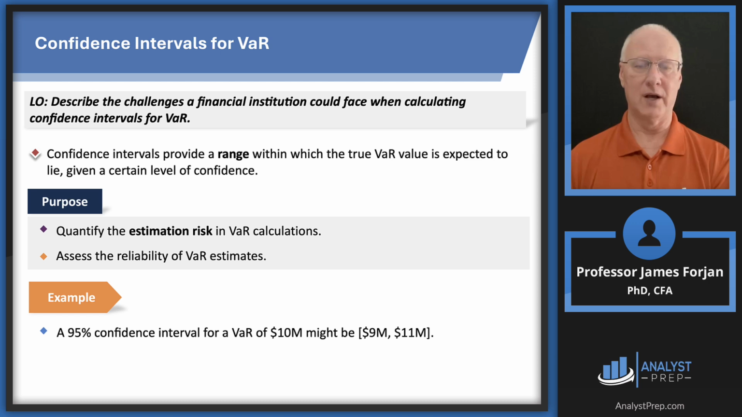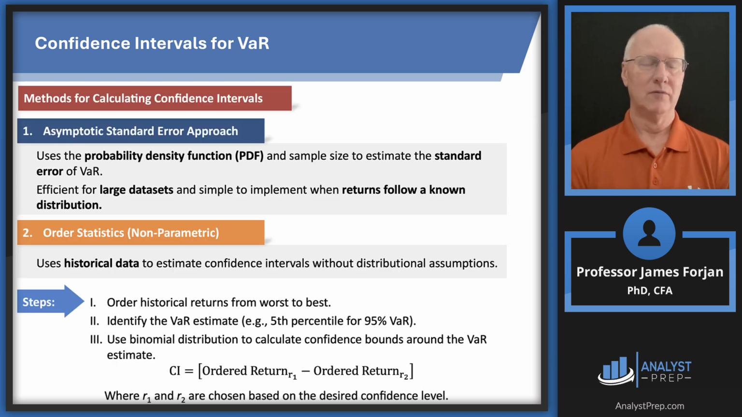So suppose that we have a value at risk of 10 million. There's the confidence interval: we got 9 on the bottom side, 11 on the top side. So how do we calculate these things? Well, a couple of different ways. Let's talk about 3 ways to calculate these confidence intervals, and remember what I just said a moment ago about the standard error. The first way is to use this asymptotic standard error approach. We're going to go back to the PDF and extract from that PDF some estimate of the standard error.